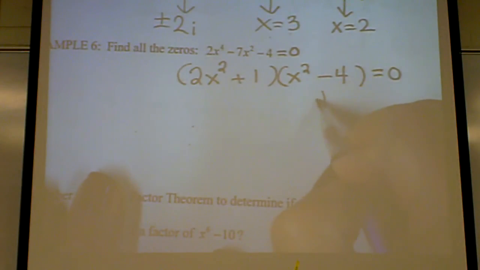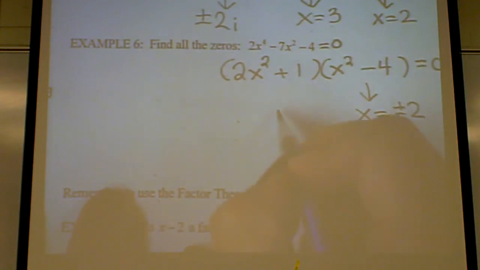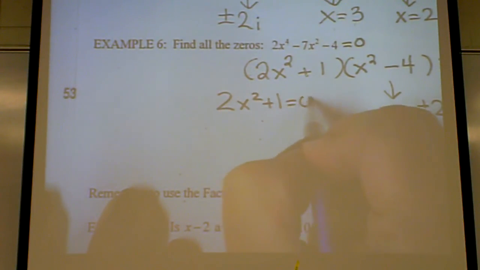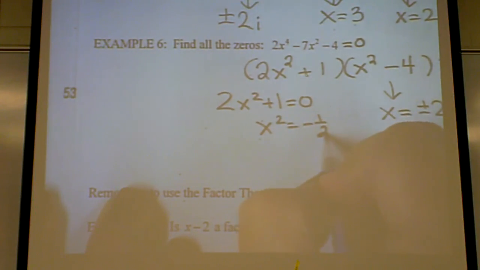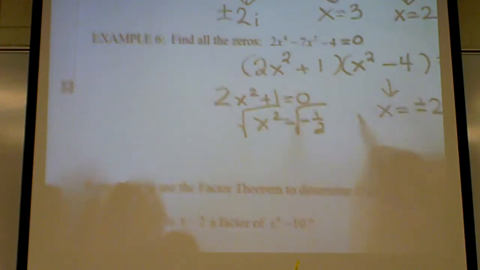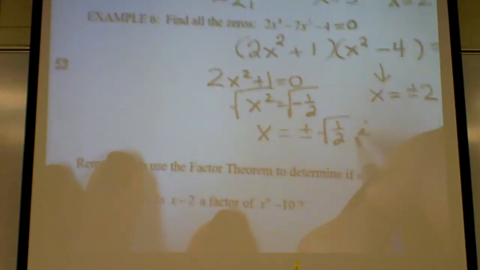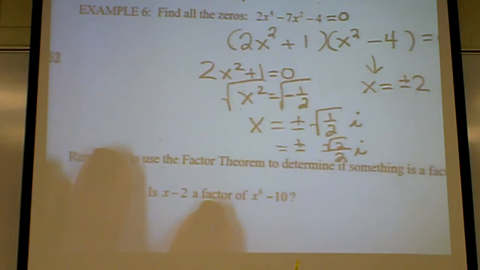So, do you know what 2 zeros you get here? Without blinking, 2 and negative 2? How about this one? Subtract 1, divide by 2, square root. So it's plus or minus the square root of 1/2 i. And can you rationalize it? Square root of 2 over 2 i. You guys remember that?